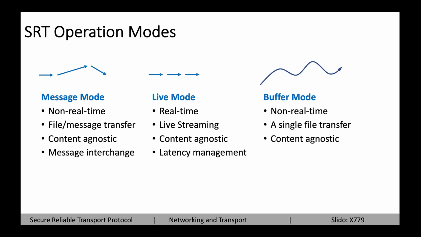All the described use cases are covered by these three operation modes of SRT: message mode, live mode, and buffer mode. Message mode can be used to transmit messages that span over several packets. Live mode is a subset of message mode with additional features to enable real-time live stream delivery. And the third mode is called the buffer mode. It is used to open a connection, transmit a single and large piece of data, and then close the connection. For example, if you have a 1 GB or 5 GB file, you can open one connection, start sequential transmission of this file, and once the transmission is finished, you just close the connection, and that's it.